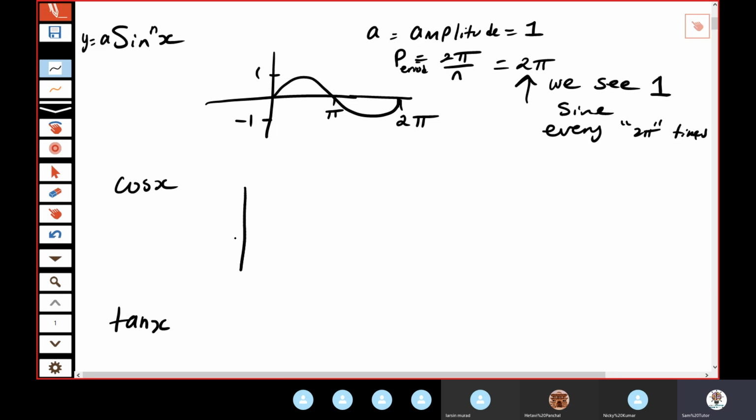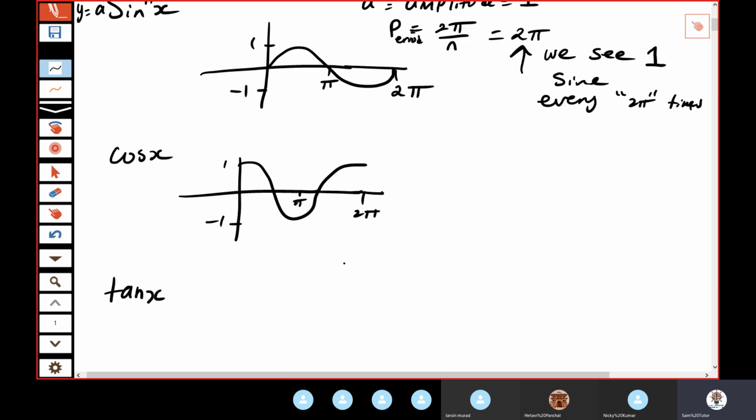All right, cos, same thing. You've got to memorize the graph. Amplitude and period stay the same. Period is 2 pi on n. Just, you got to know the graph.